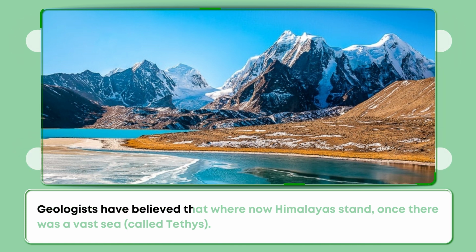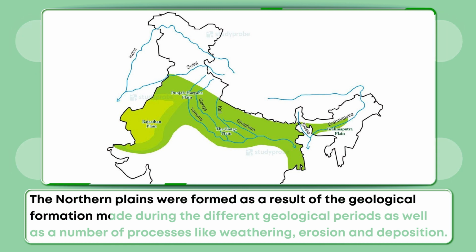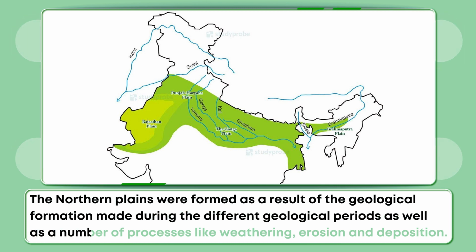Geologists believe that where the Himalayas now stand, there was once a vast sea called Tethys. The northern plains were formed as a result of the geological formation made during the different geological periods, as well as a number of processes like weathering, erosion and deposition.